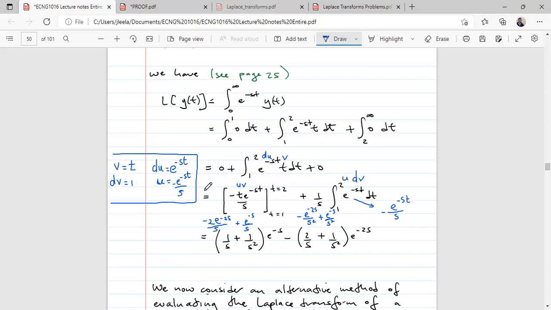So in between, I just put in little substitutions and the integration by parts to guide you.